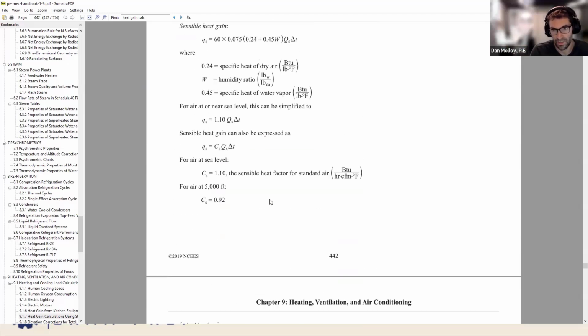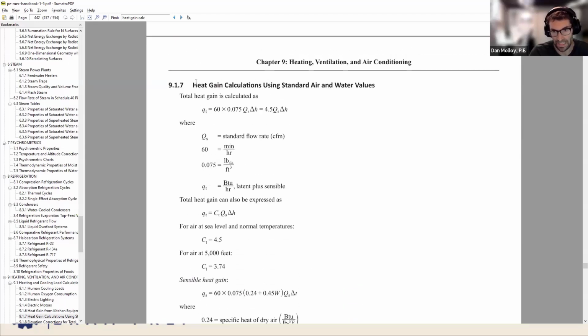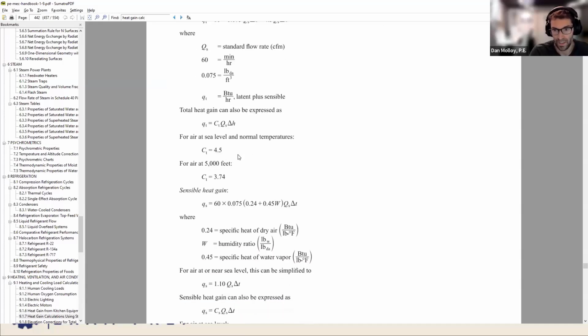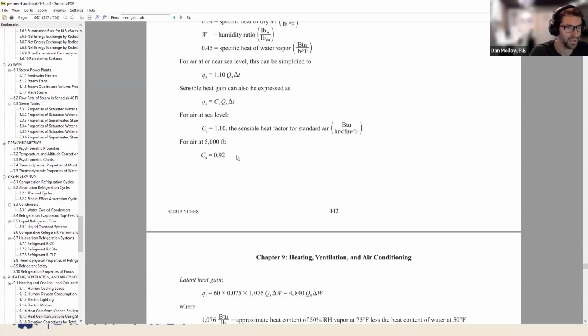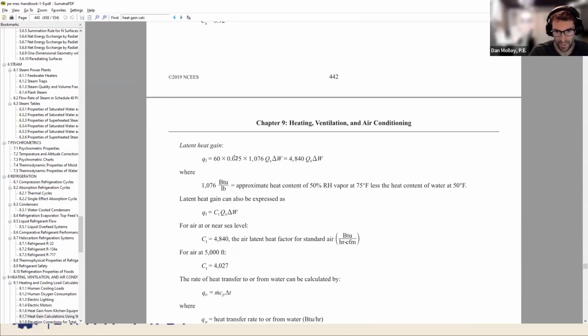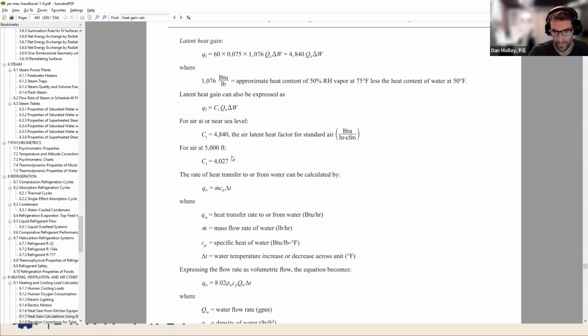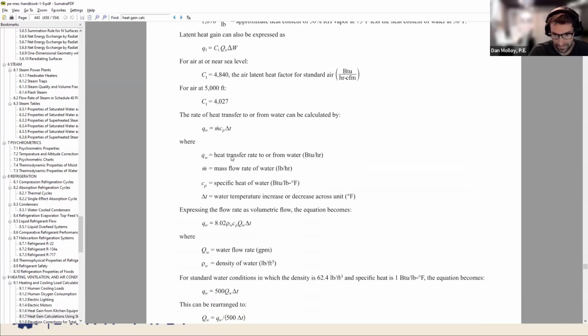So until you memorize these, I would try to remember heat gain calculations as a search phrase. That'll bring you to this page, and you can be reminded, and then eventually you'll have done that enough times where you will no longer need a reminder, and you won't consult this page at all. And that's sort of a milestone in your study process.